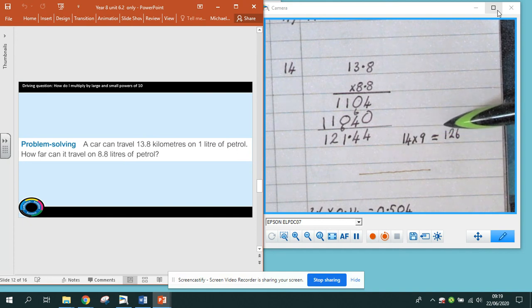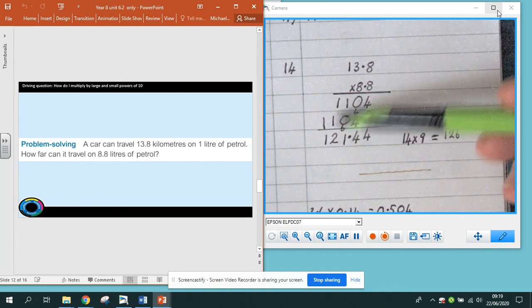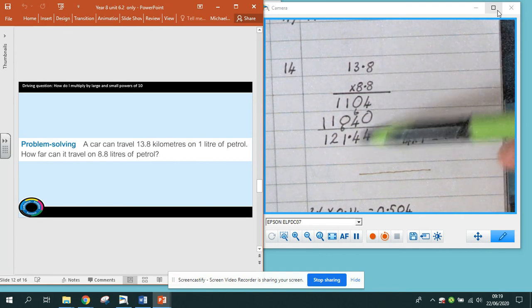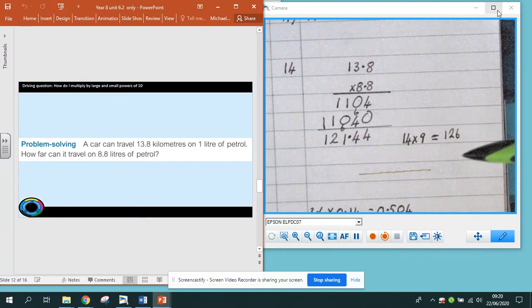And just as a little check, I personally did a little estimate. I did 14 times 9, and as I did that, I got the answer of 126, which shows that my answer is around about in the right place. It doesn't guarantee it's right. I may have made some adding or slight multiplication errors, but it's got the right number of digits, and it's round about the right order of magnitude. So I'm pretty secure with that answer.